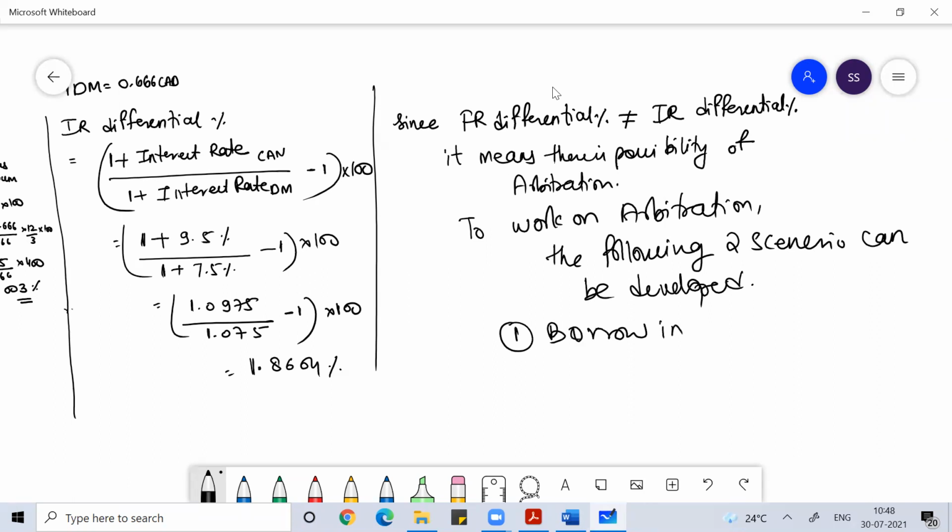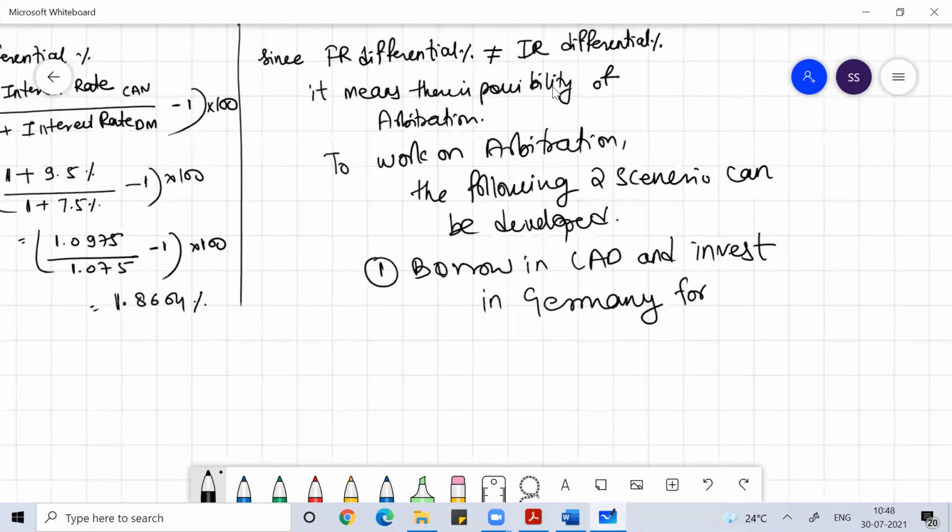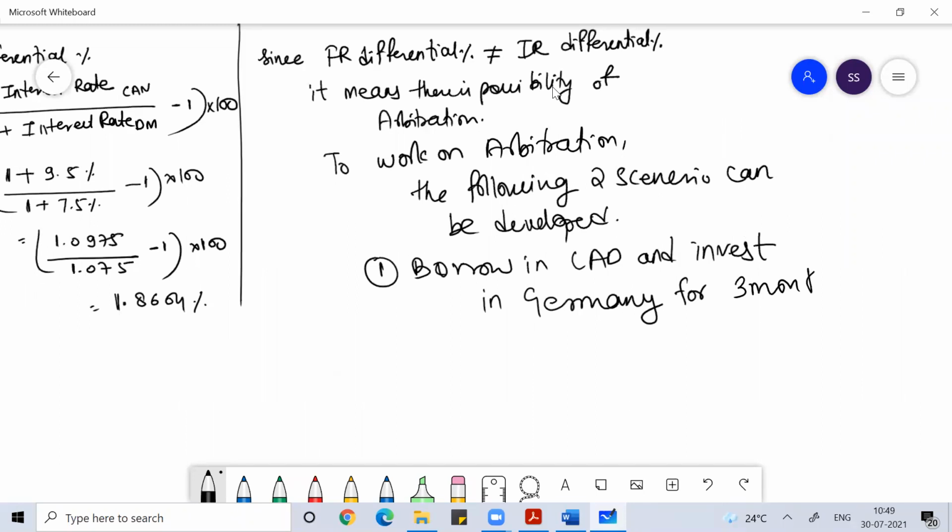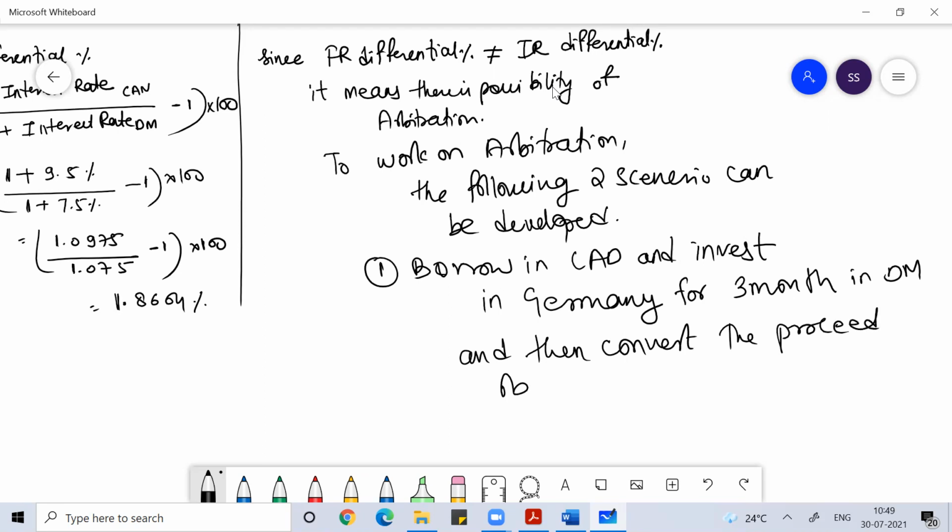Borrow in Canadian dollar and invest in Germany for 3 months. Borrow in Canadian dollar, invest in Germany for 3 months in Deutschmark, and then convert the proceeds you obtain into Canadian dollar.